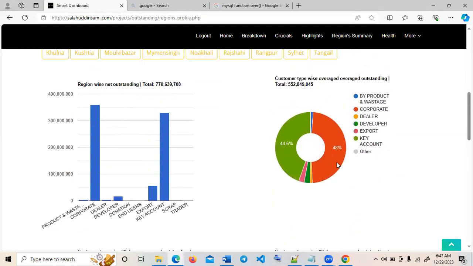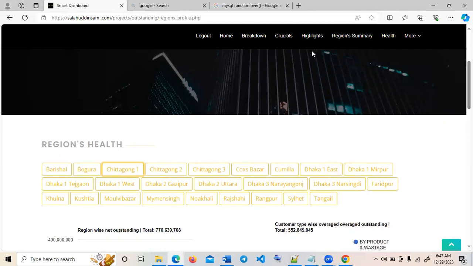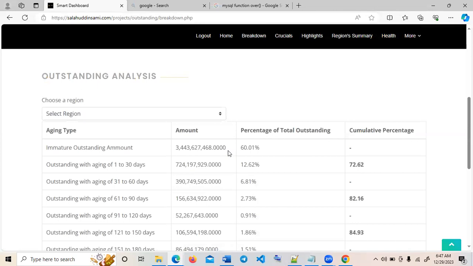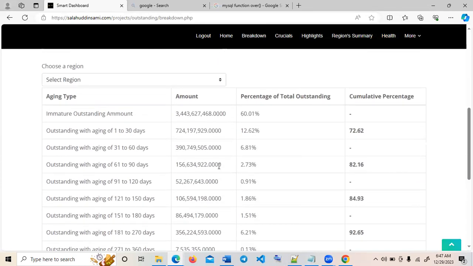Now let's see what other features this software can offer my client. This is really something awesome. Here, for example, this is summarized analytics for the total outstanding. For the whole company, there is a drop down where you can choose a region, or without choosing a region you can see all the customers. So let's see the immature amount, 60.1%.